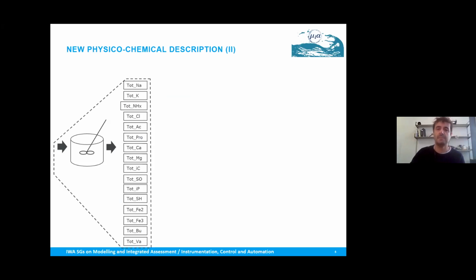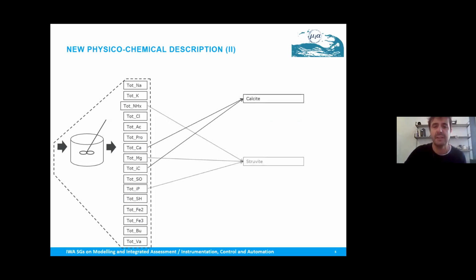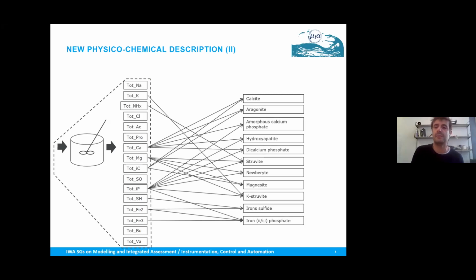On top of that, we had to describe precipitates as well. And then we identified the list of compounds, using the list of ions that we accounted for. For example, carbonate and calcium, we have formation of calcite. Then ammonium, magnesium, and phosphate, we have struvite. And then up to a list of 13, 14 compounds. So, new biochemical description, new physicochemical description.